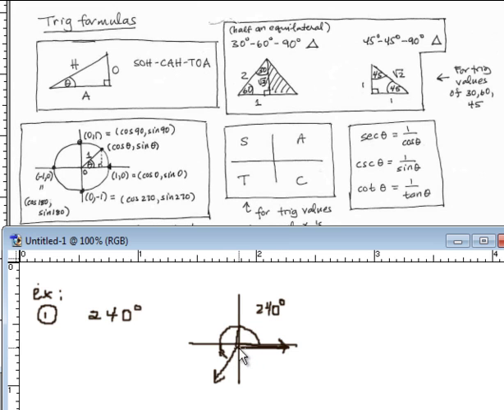Now look at this angle. We have to find the reference angle. This is the x-axis. Remember, the reference angle is made by the terminal ray and the x-axis, so that would be this angle over here, not this one, because that's made with the y-axis. So there's the reference angle, and what is it? It's 240 degrees minus 180 degrees, so that's 60 degrees. That's our reference angle.